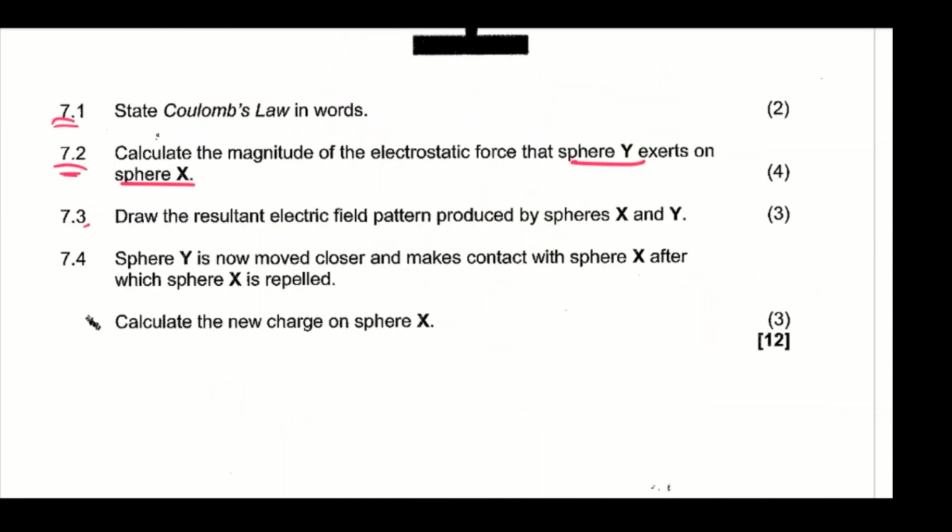So now we're going to do 7.3, which says that we must draw the resultant electric field pattern produced by sphere X and Y.